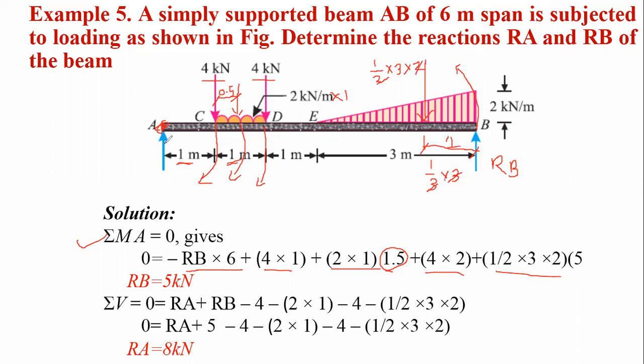But we have to measure the distance from this. That's why this 3 plus, now here the remaining distance is 2 meter. It means that from this to this end, the perpendicular distance is 5 meter. That's why we are multiplying here by 5.